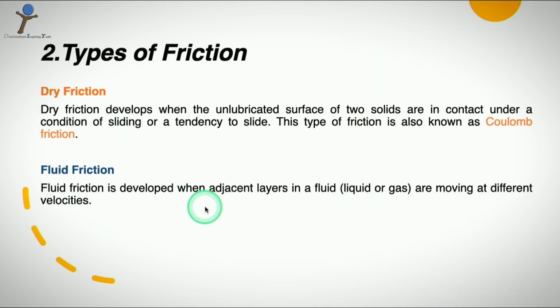Now, let's look at the types of friction. They are classified as dry friction and fluid friction. Dry friction develops when the unlubricated surface of two solids are in contact under a condition of sliding or tendency to slide. This type of friction is also known as Coulomb friction. The fluid friction is developed when adjacent layers in a fluid are moving at different velocities.